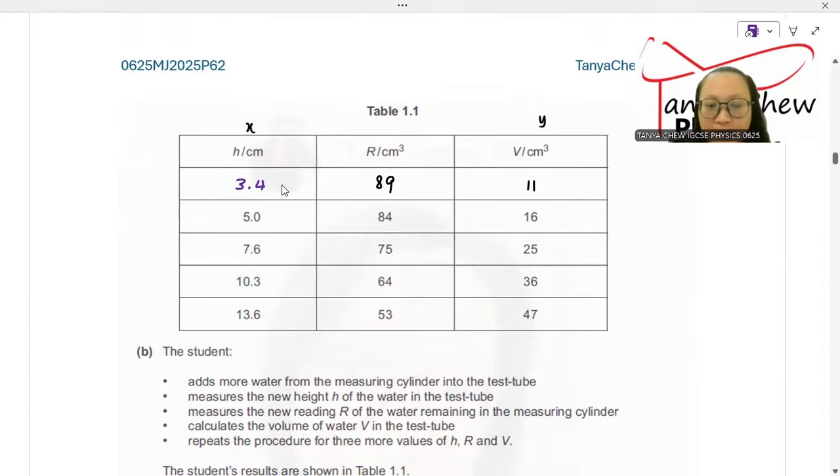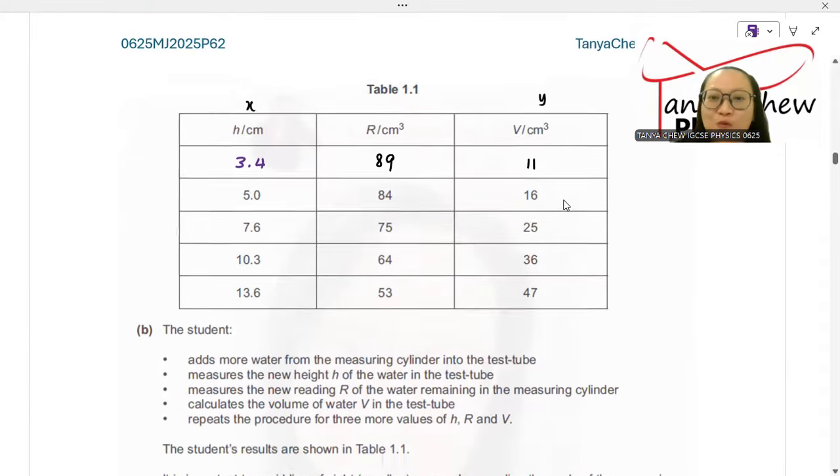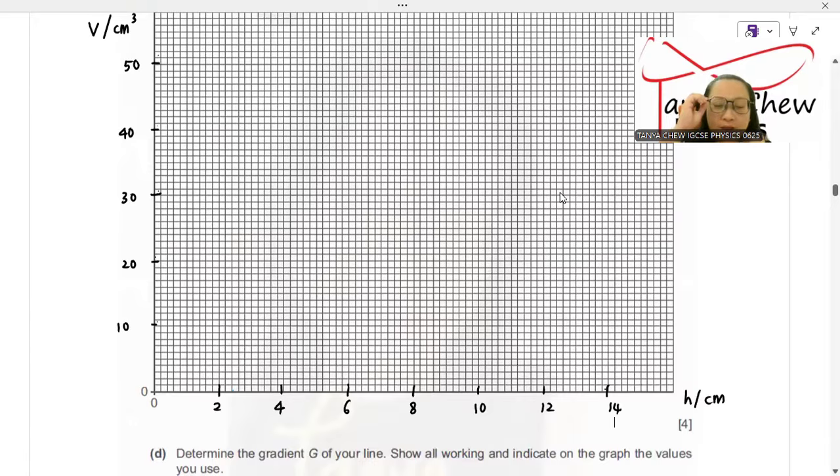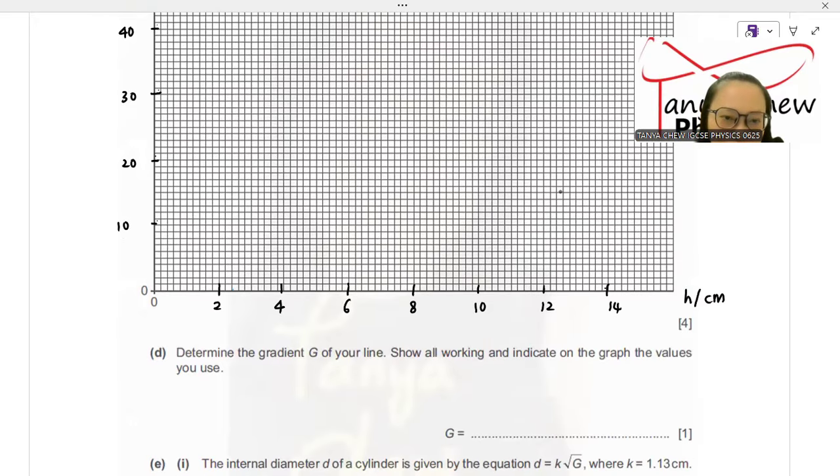When x-axis is 3.4, y-axis is 11. Where is my 3.4? I'm going to use a ruler. This is 3. 3.4 is here, and then my reading on my y-axis is 11. This is 10 divided by 10, so the scale, one small box represents 1. So this is 11 right here. I'm going to plot it.